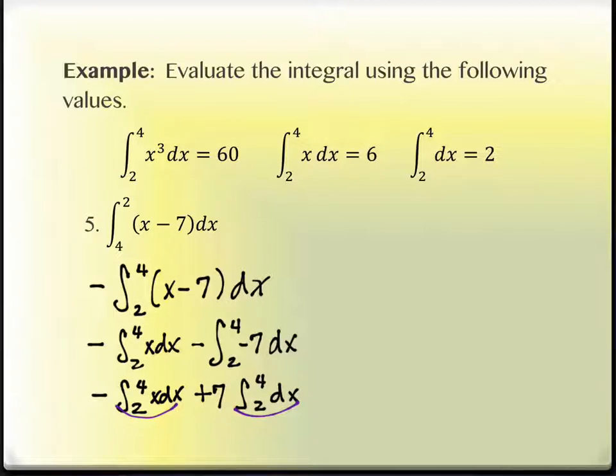So I have the negative in front, but what is the antiderivative from 2 to 4 of x dx? That's 60. No, 6, sorry. My screen was zoomed out, zoomed in, so I couldn't see. And then I have plus 7, and then what's the antiderivative from 2 to 4 of dx? It's 2. And then what's negative 6 plus 7 times 2? It's 8.